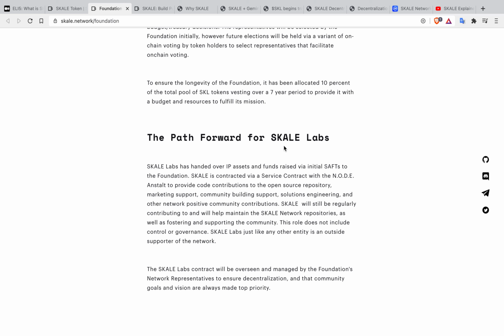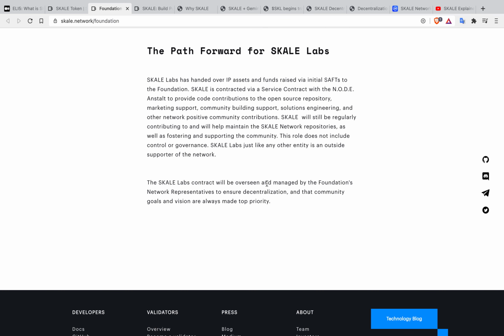The path forward for SKALE Labs. They also talk about that, so we can have a quick discussion on that. SKALE Labs has handed over IP assets and funds raised via initial SAFTs to the foundation. Now, SKALE Labs is contracted via a service contract with a node Anstalt to provide code contributions to the open source repository, marketing support, community building support, solution engineering, and other network positive community contributions.